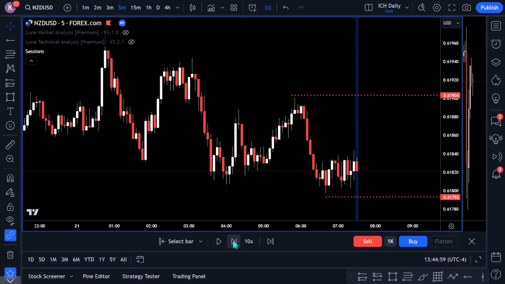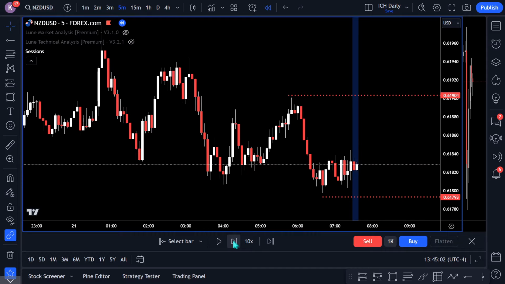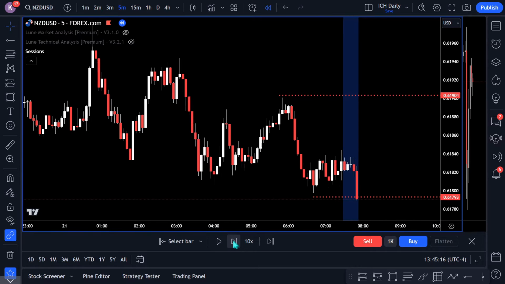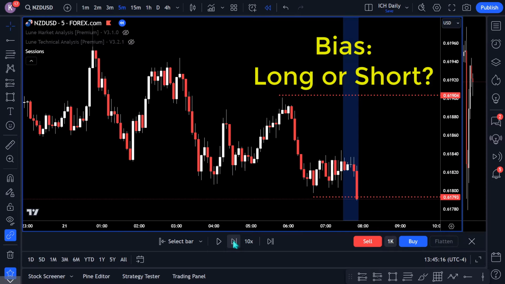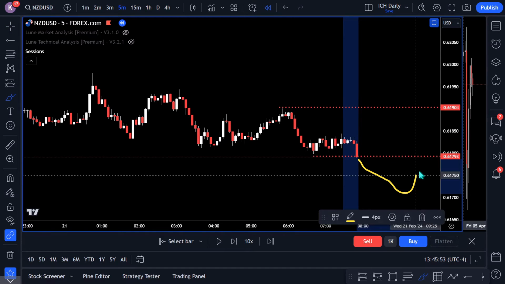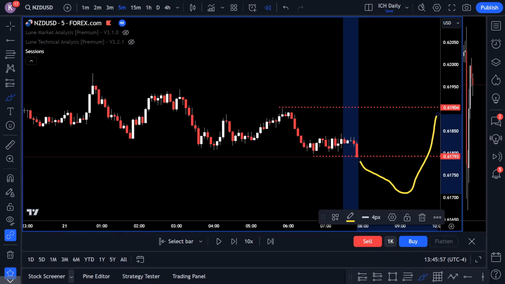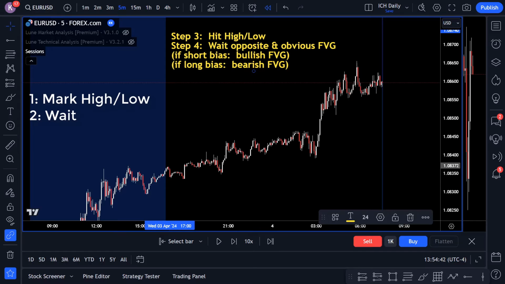Here's the start of another session. We mark out our highs and lows, and then we just wait. This time, the low was taken out. So now we have a long bias. We're looking for price to maybe continue lower, but we're only going to look to go long. So step 4 is we're going to wait for an opposite and obvious fair value gap.